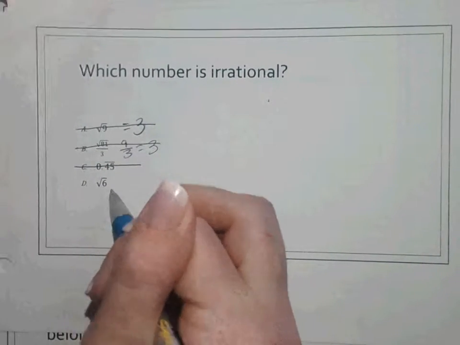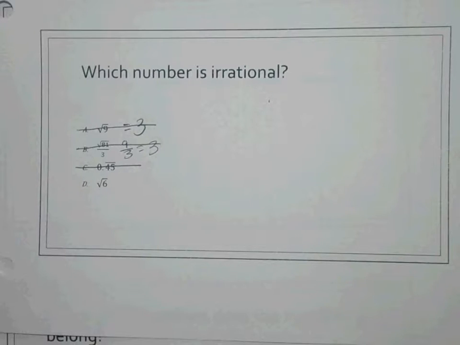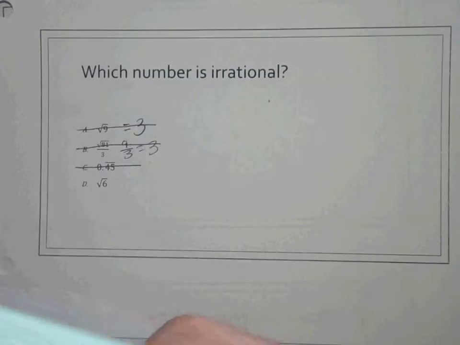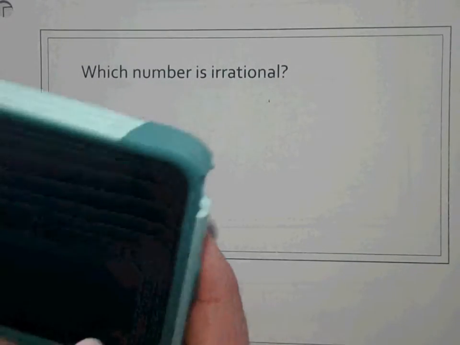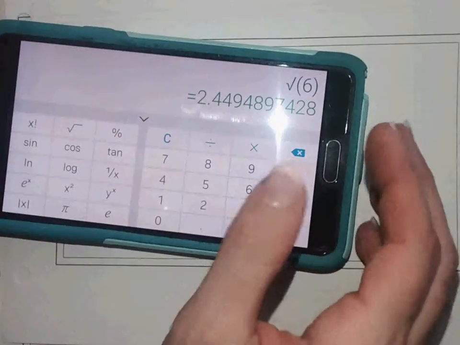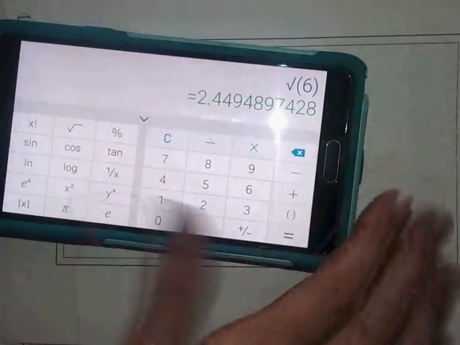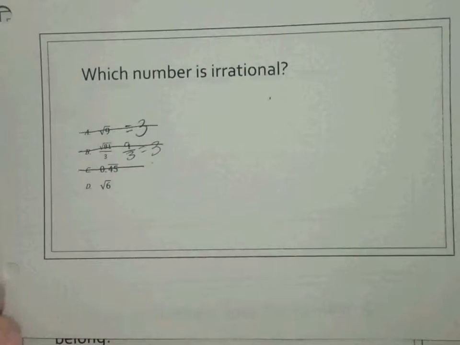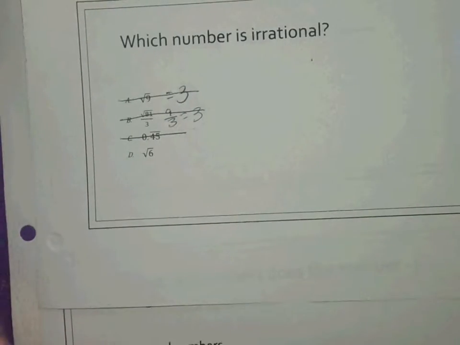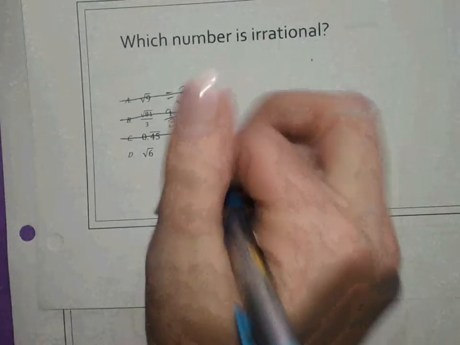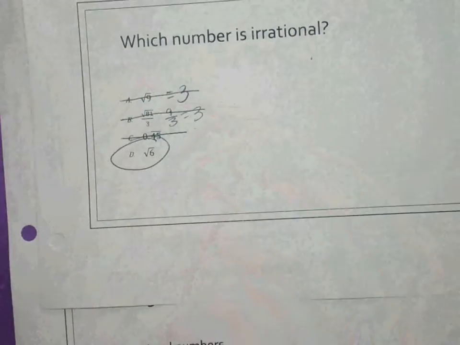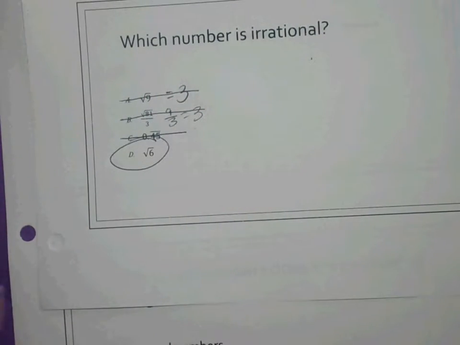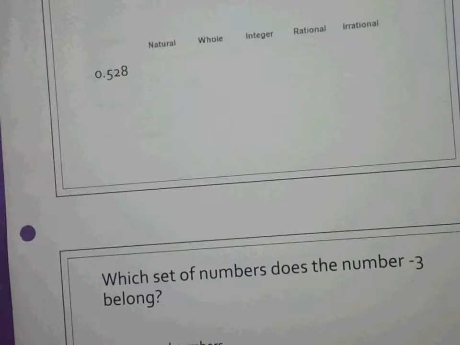And then I have the square root of 6. If I do the square root of 6 on my calculator, okay, if I put square root of 6 in here, I do get this, and it looks like it's just going to keep going on and on and on. That is not a rational number. It cannot be written as a repeating decimal or as a fraction. So I would say that square root of 6 is an irrational number.